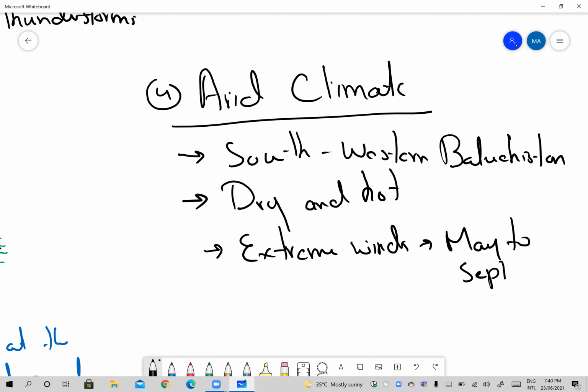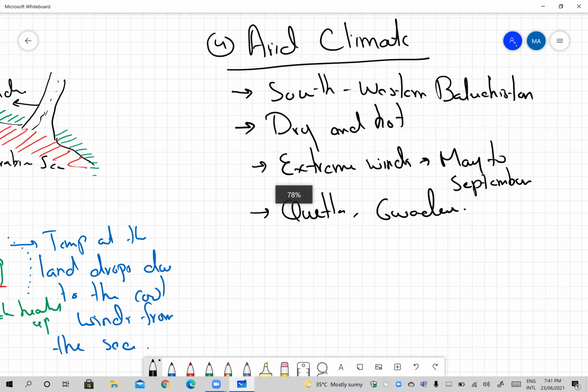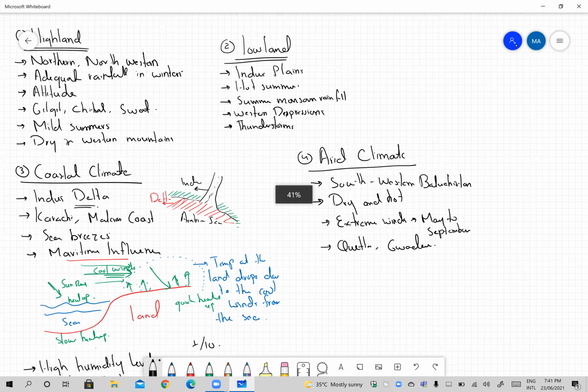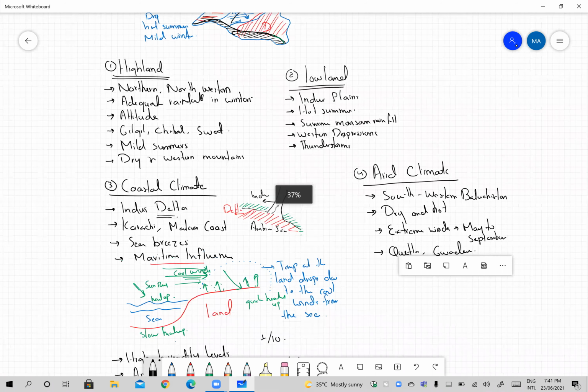If you guys have been to Quetta or the areas of Balochistan, Gwadar, you would have experienced this arid climate as well. I haven't gone there. You haven't been there, or have you? No, I haven't. Okay. So just know that you can name Quetta and Gwadar as examples here. Okay. And we're done with these 4 climatic zones. Guys, if you need to take a screenshot of the board, please do so. But if you've written the notes side by side, that's well and good.